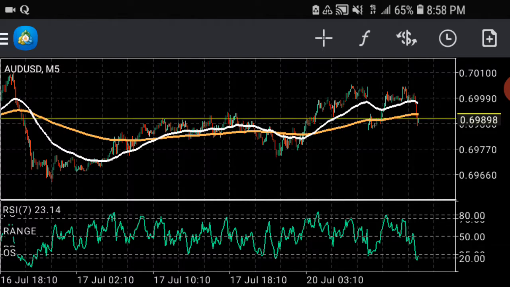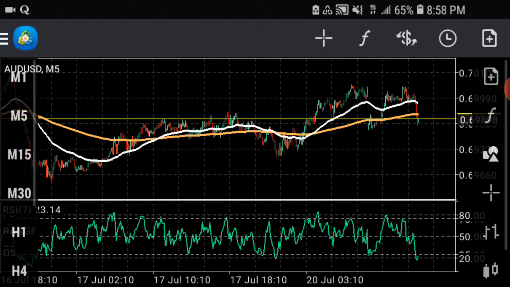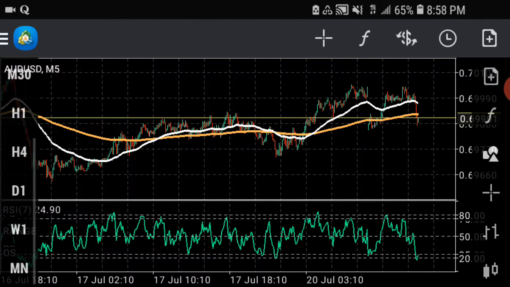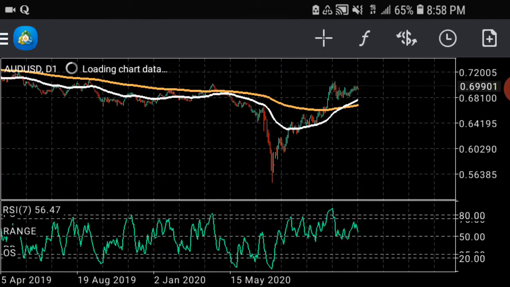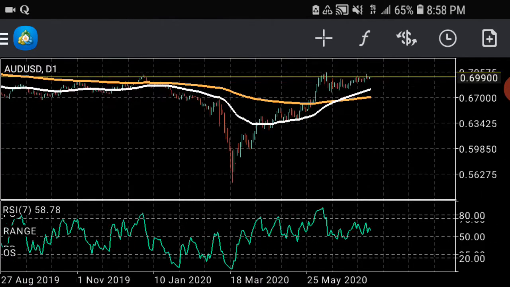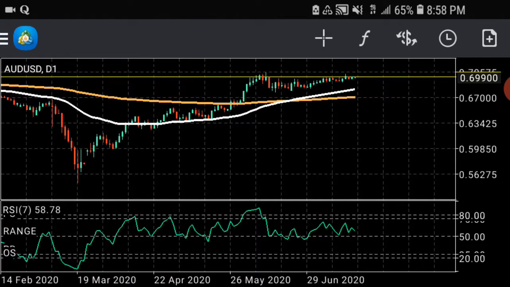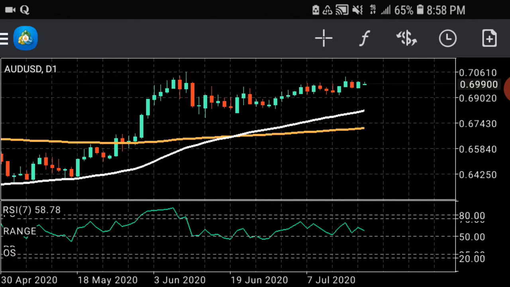Alright, today we're going to be doing a top-down analysis on AUD/USD. We're going to do a top-down analysis from the daily, and see what's going on. Also with the top-down analysis, we're going to be doing price action with a little bit of trend lines.